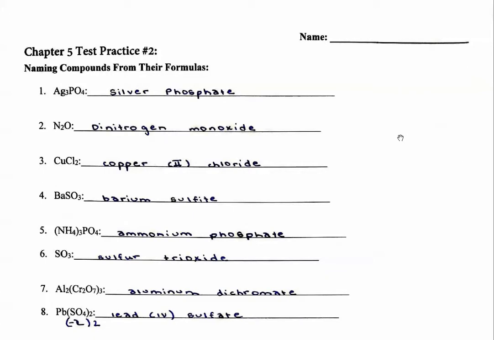All right, guys, so I'm going to go through this one a tiny bit more quickly since I did the other one pretty slowly. Okay, silver phosphate. This is ionic. Silver is my exception, so I don't need to put the Roman numeral since I know its charge, so it's just silver phosphate. N2O, this is going to be molecular because nitrogen is a non-metal. So this is dinitrogen monoxide, not monooxide, that's awkward, just monoxide.